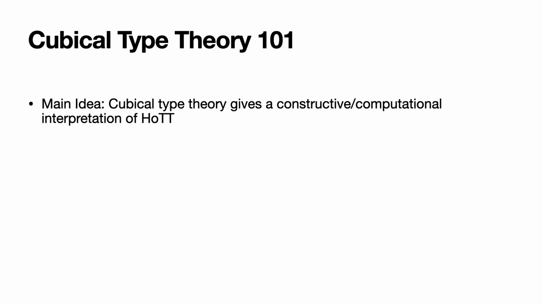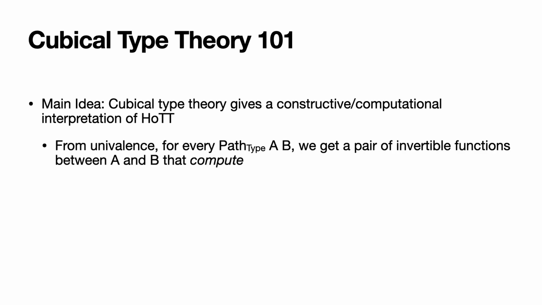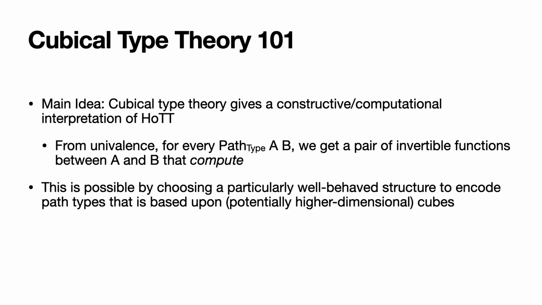And so cubical type theory takes the ideas from homotopy type theory and structures it in such a way that it's actually constructive and computational. And that means that, for example, for univalence, whenever we have a path from a type A to a type B, we actually get a pair of invertible functions that compute instead of just terms of the function type. And this is possible because cubical type theory chooses a very well-behaved structure to encode the data of paths and higher dimensional paths in the types, and they look like cubes.